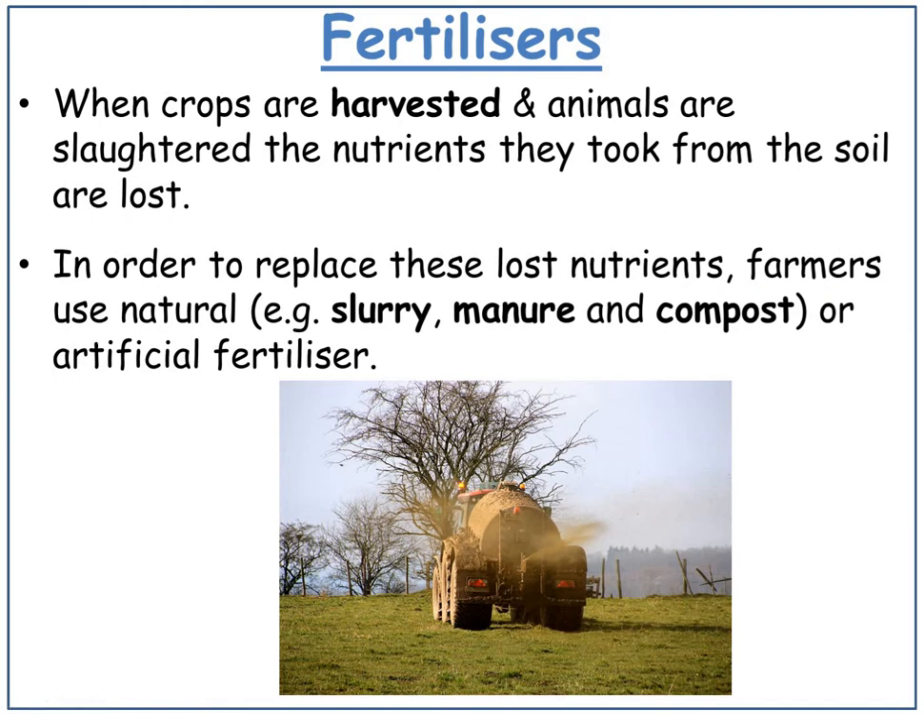Fertilisers. When crops are harvested and animals are slaughtered, the nutrients they took from the soil are lost. In order to replace these lost nutrients, farmers use natural fertilisers like slurry, manure and compost, or they can use artificial fertilisers which contain nitrogen, phosphorus, potassium, etc.